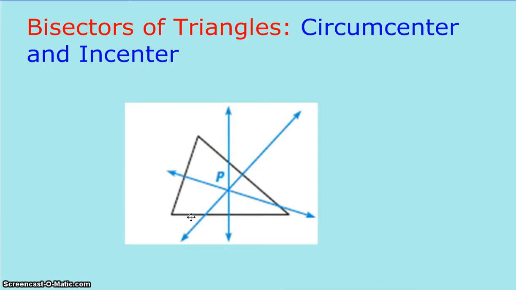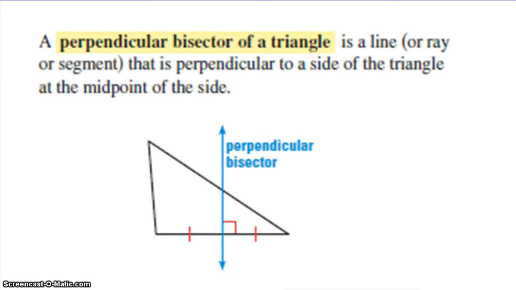Alright, so today we're going to be talking about the perpendicular bisectors and the angle bisectors, okay? Both the perpendicular bisector and the angle bisectors are concurrent, and they have special names, okay? So, let's go ahead and start with the perpendicular bisector.